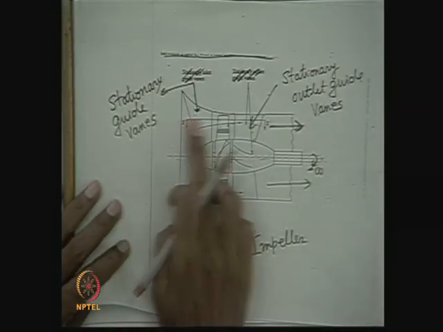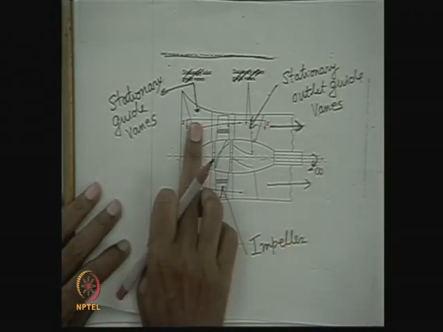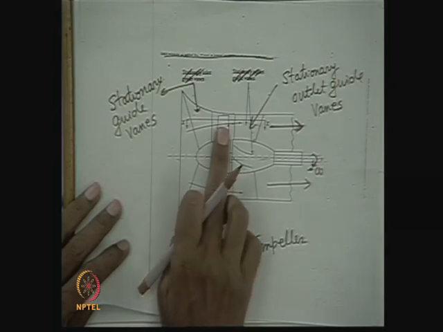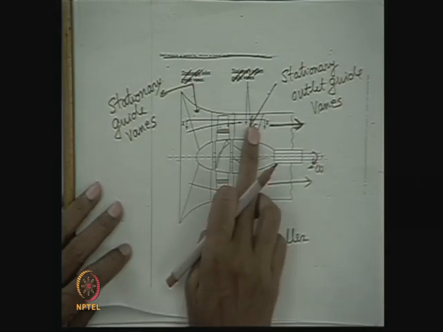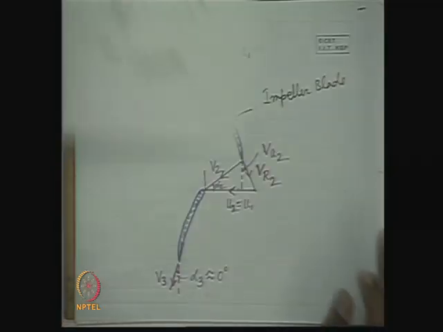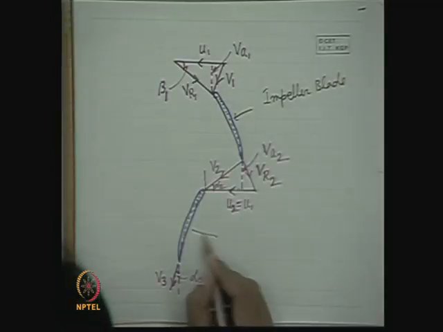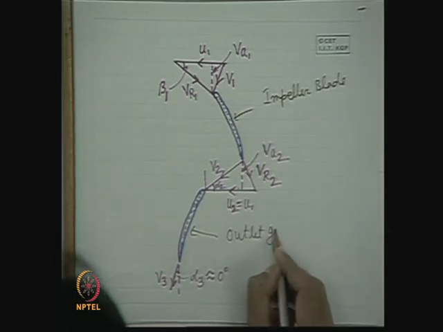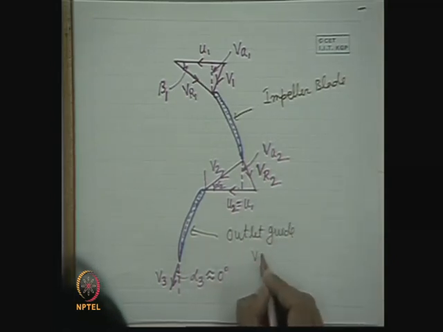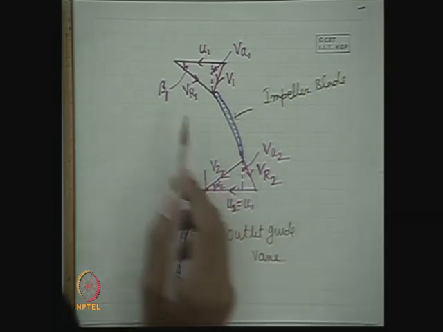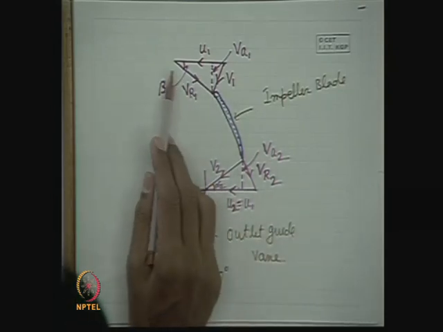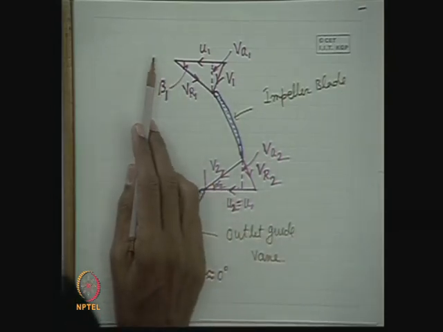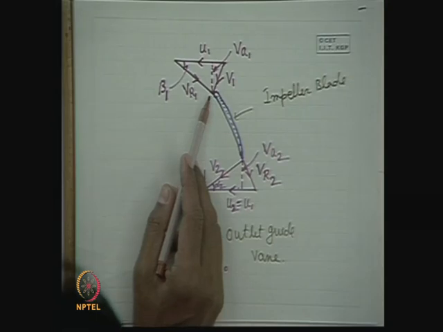If we take a section like this, we will see this. This is the inlet guide vane, this is the impeller blade, and this is the outlet guide vane. So we are seeing the impeller blade and the outlet guide vane. So this is the outlet guide vane. Now, usually what happens is that the inlet guide vane directs the water in such a way, as you know from earlier cases also, that it glides.